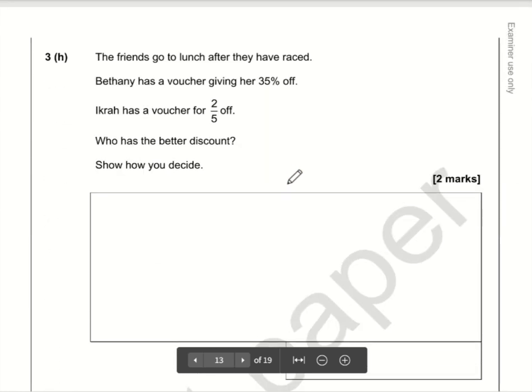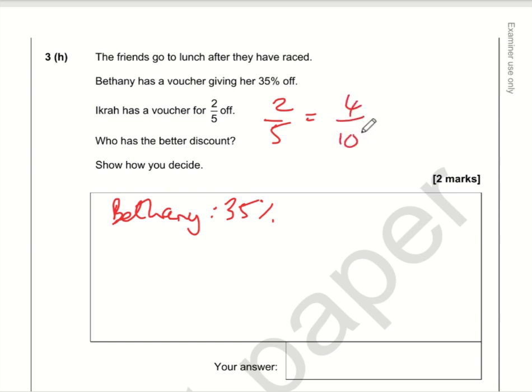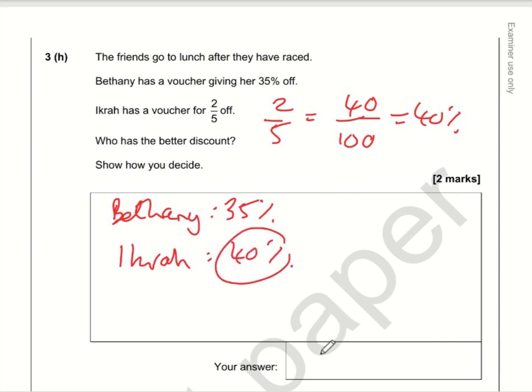So 3H, who's got the better discount? So we've got Bethany, which is 35%. And Ikra is 2/5. Now 2/5, we can turn that into a percentage. That is the same as 4 out of 10, and that is the same as 40 out of 100, which is 40%. So Ikra, 40%. Who's got the better discount? Well, that's got to be Ikra.